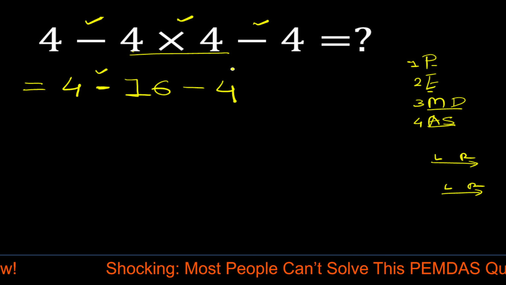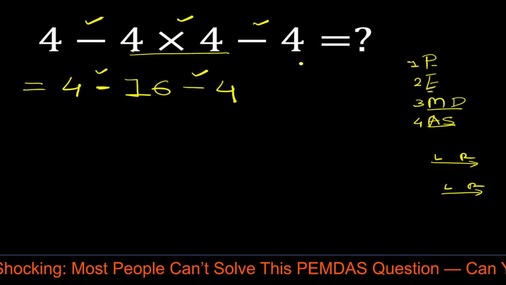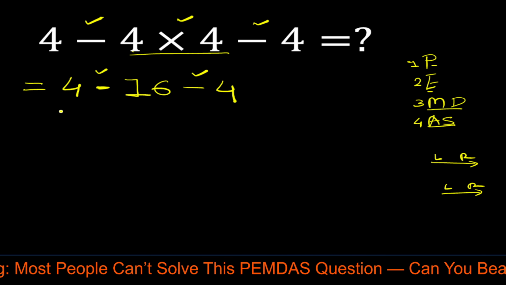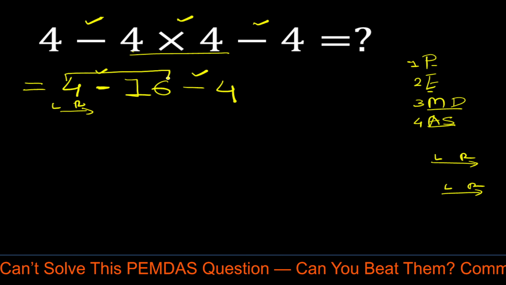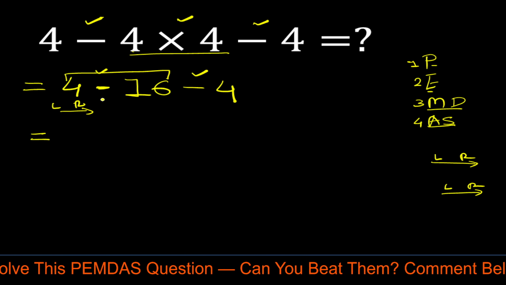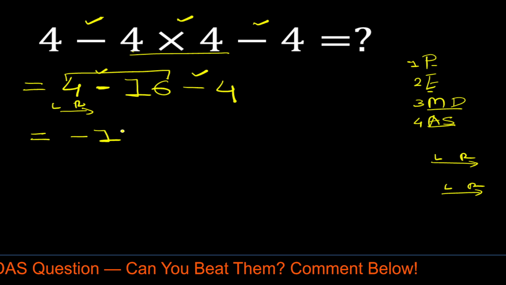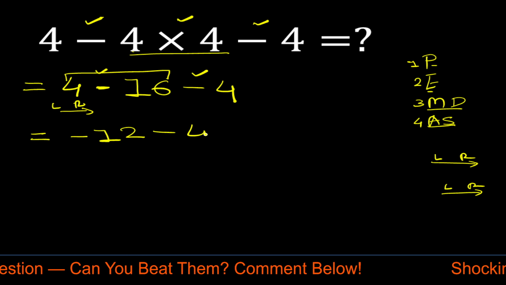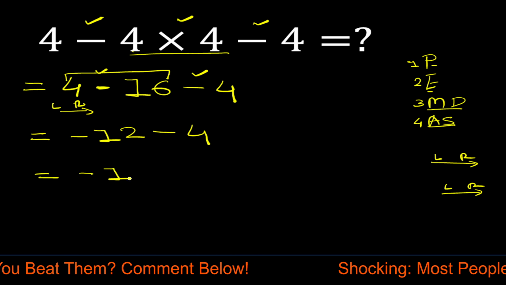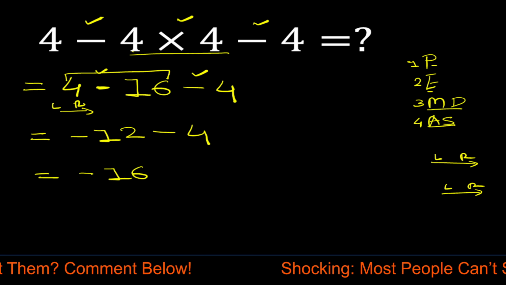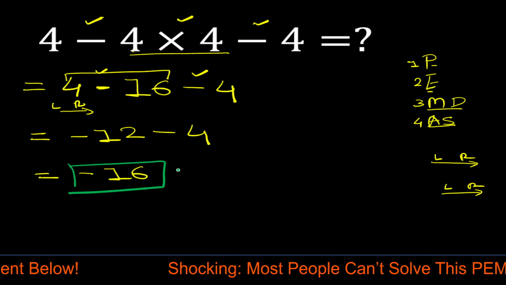Now here we have one subtraction and here we have one another subtraction. So both have equal priority. So we have to solve it from left to right. So first we have to solve this subtraction, right? So now 4 minus 16 is equal to minus 12 minus 4. Now minus 12 minus 4 is equal to minus 16. So the correct answer is minus 16, right?